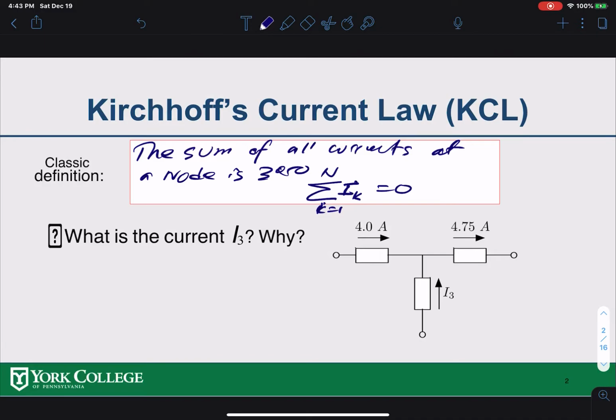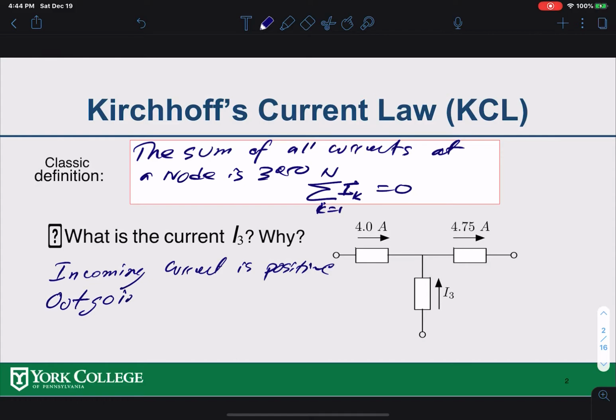So to make this happen, we need to define, as we defined last time voltage drop and voltage rise, what is positive current and what is negative current. So if we take a node, we say that incoming current is positive, and outgoing current is negative.